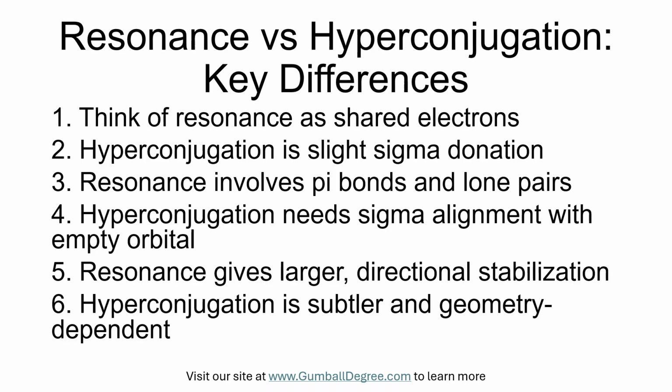Hyperconjugation is more like a neighbor leaning over a fence to share a little support, where a carbon-hydrogen bond tilts its electron density slightly into an adjacent empty spot, giving small but real stabilization.